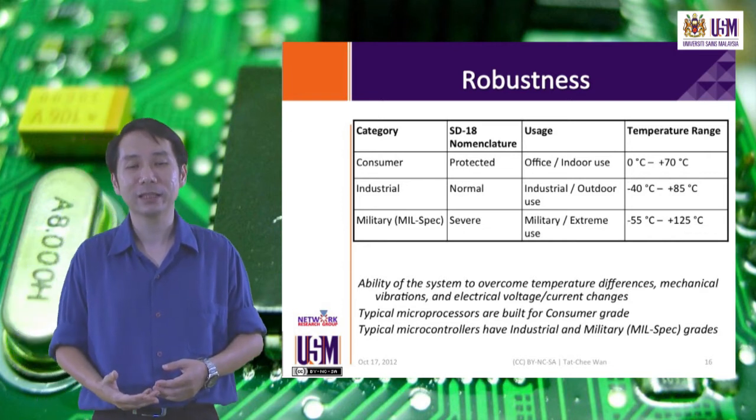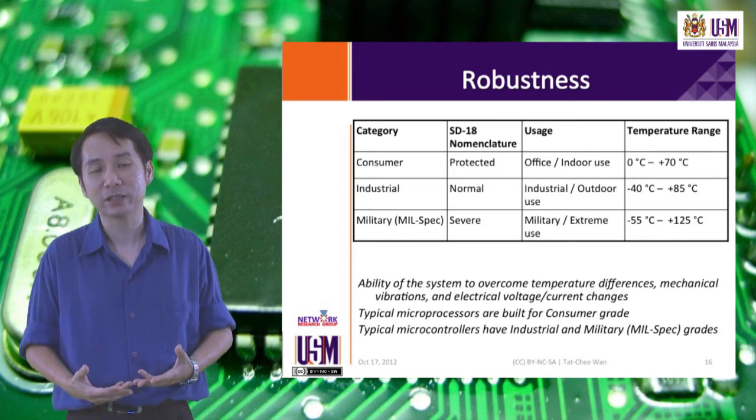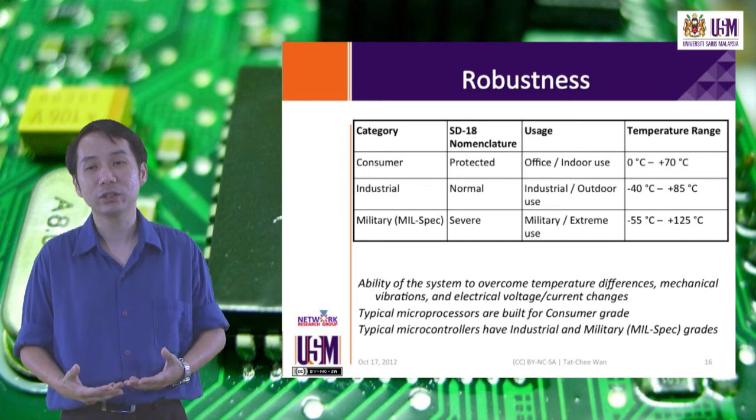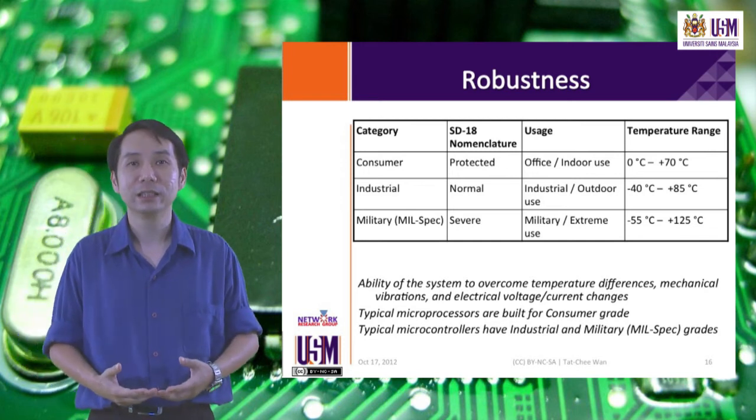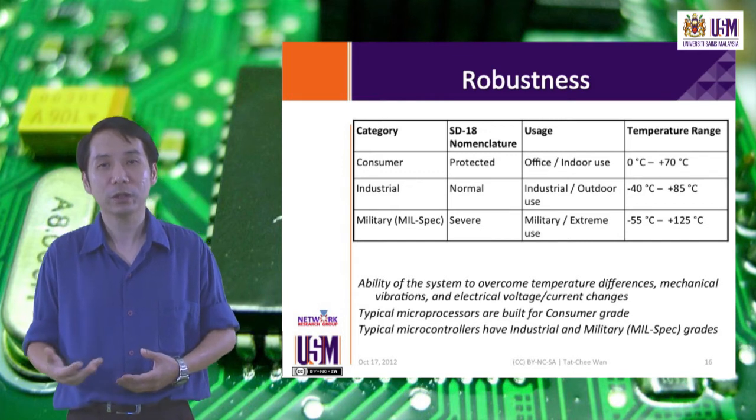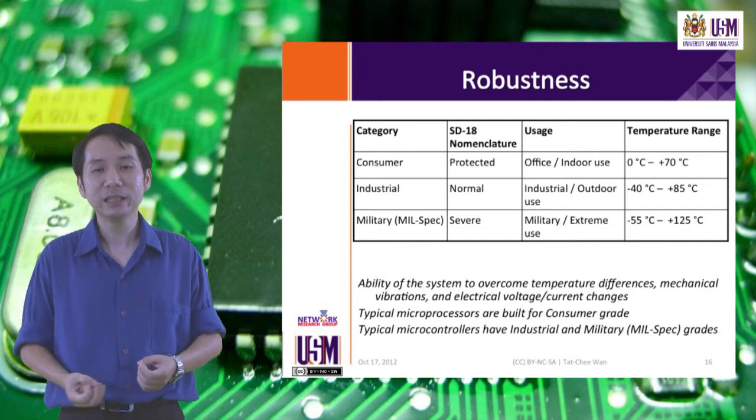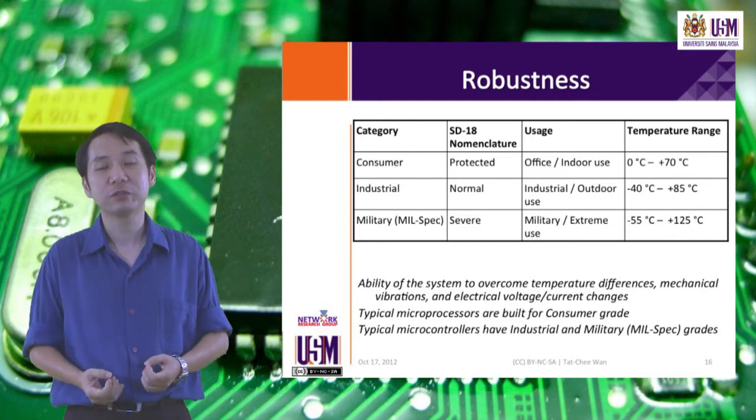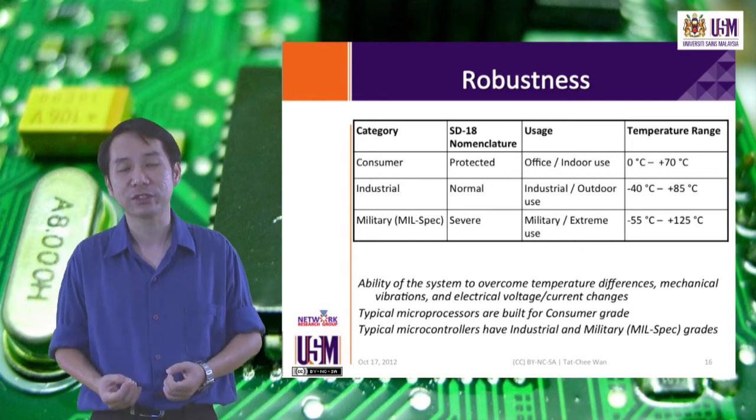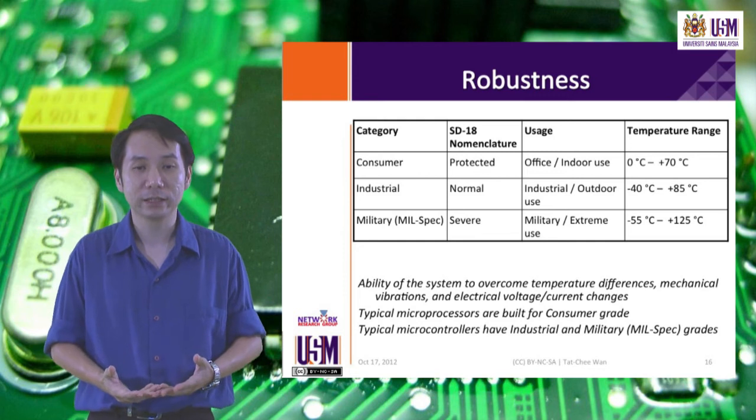Finally, we also have the highest spec, which is the military spec or mil-spec devices, which are meant for severe or extreme usage environments. For these types of devices, they are able to survive in temperatures from minus 55 to plus 125 degrees Celsius. Now, the ability of a system to overcome temperature differences, mechanical vibrations, and electrical voltage and current changes are other factors that affect the robustness of the device.